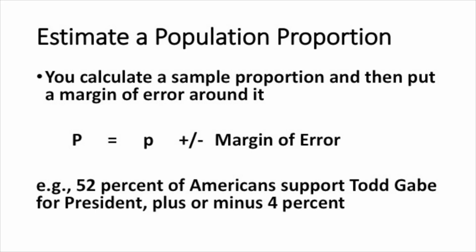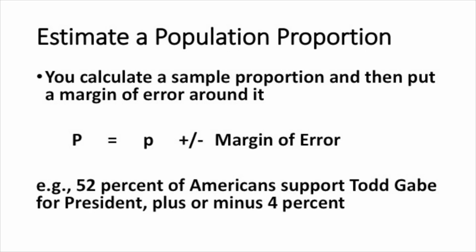The practice of statistical inference involves using information from a sample to say something about a population. One common application of statistical inference is using information from a sample to estimate a population proportion value. So the idea here is you first calculate a sample proportion. Again, you can go out and collect data on a random sample of people or whatever you're studying and calculate a percentage value. And then you put a margin of error around it.